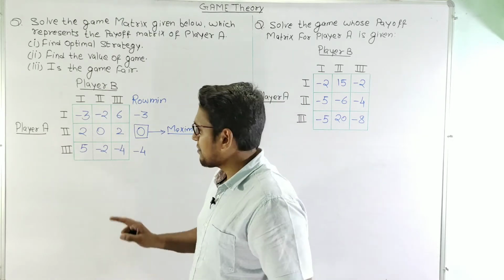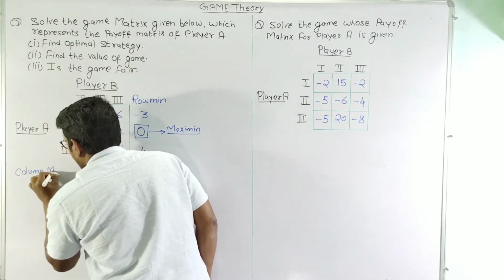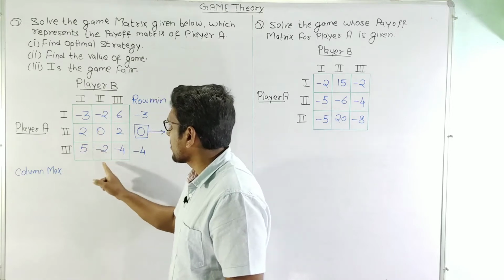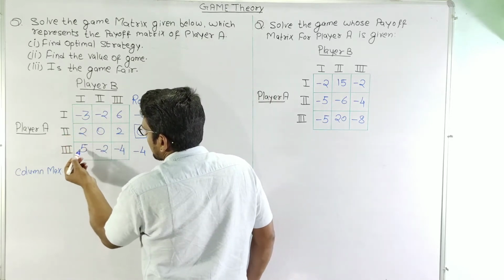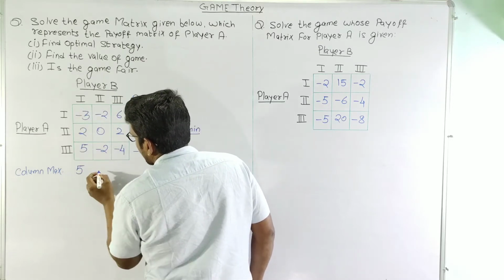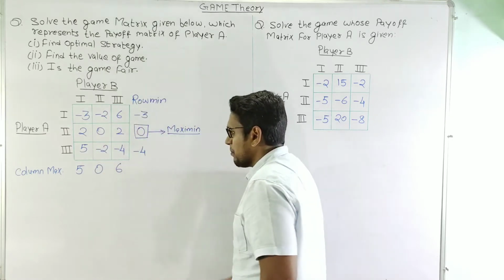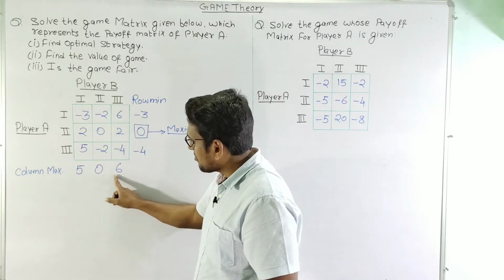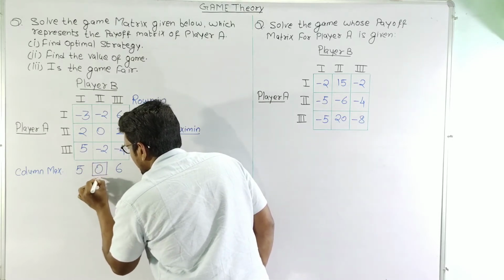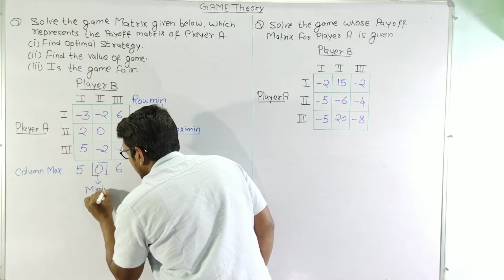Now similarly, we will calculate another term which is called column max. In this, we will select the maximum value in each column. In column 1, the maximum value is 5. In column 2, the maximum value is 0. In column 3, the maximum value is 6. Now among these values, we will select the minimum value. So we can see here the minimum value is 0, and this value is known as minimax value.